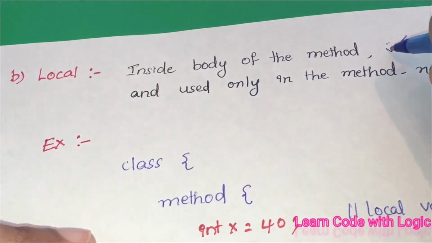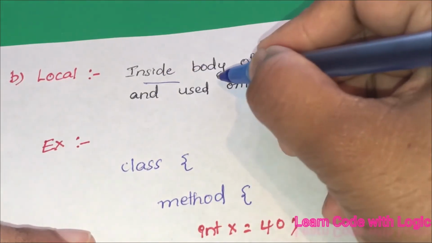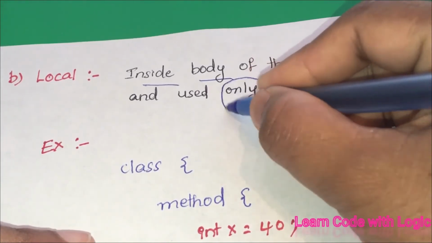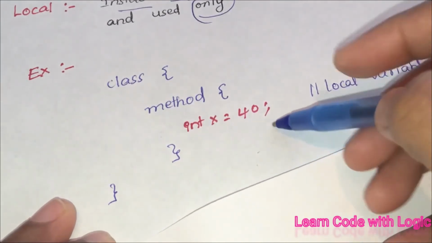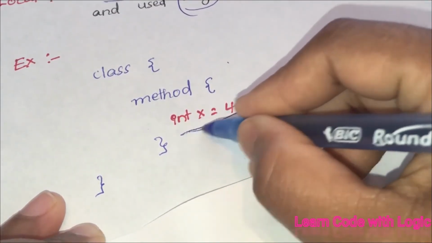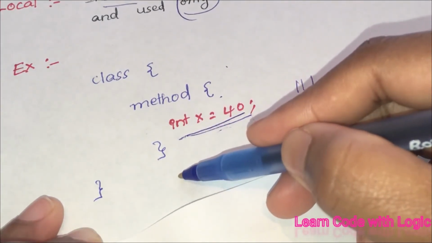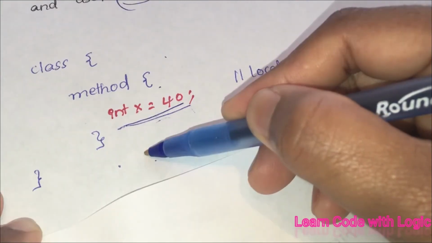The second type of variables in Java is local. These are created inside the body of the method and used only inside the method, but not outside. This is the example for a local variable, which we create completely inside the method and it can be accessed only inside the method. So this is very simple to understand when compared to the other two.